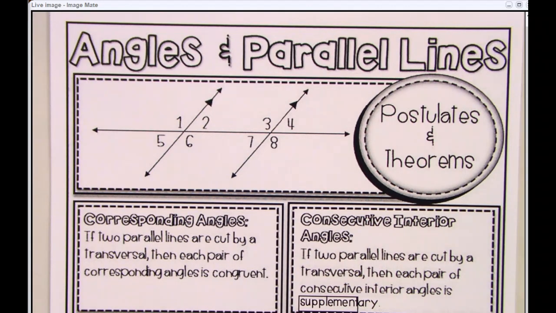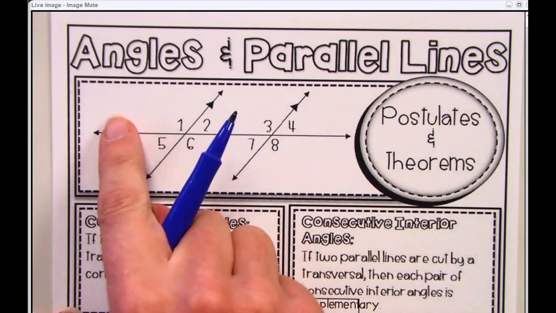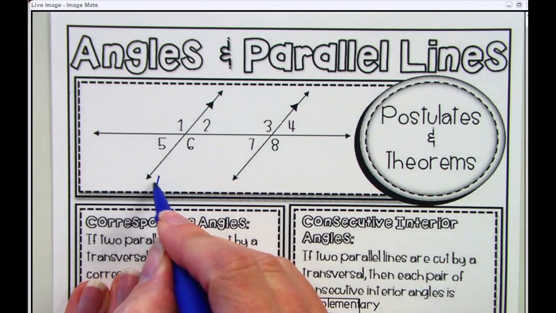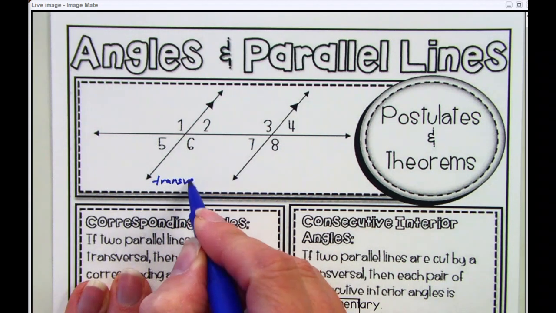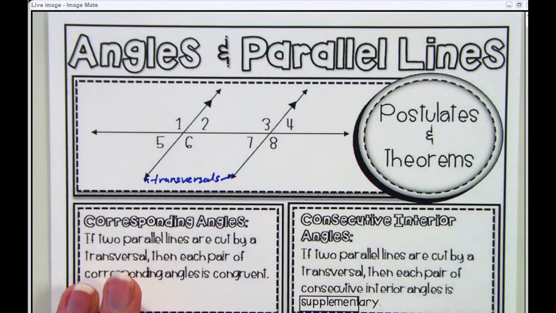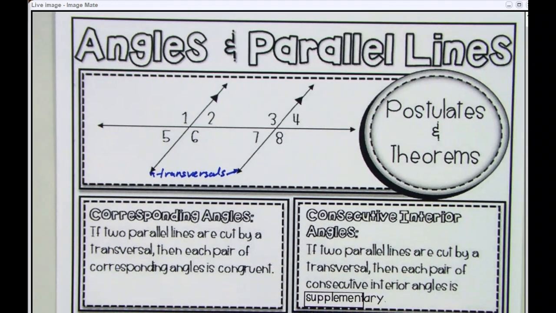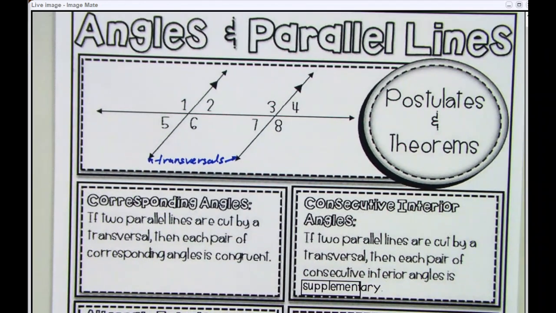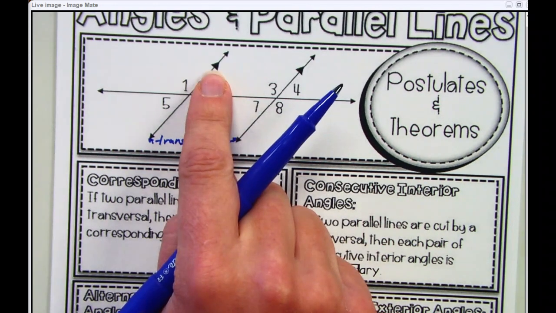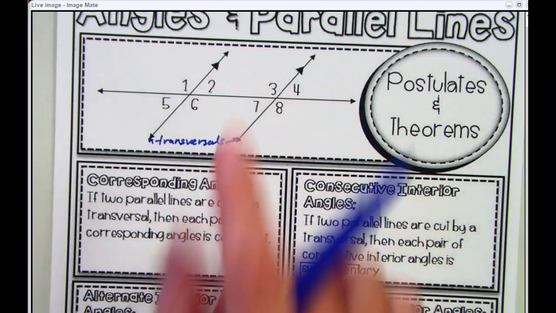So notice I've got a line and it's cut by two. Those would be called transversals. All that means is they're crossing a line. They're transversing it, going across. So a line and its transversals. And when those transversals are parallel, this is how we note that we have parallel lines.